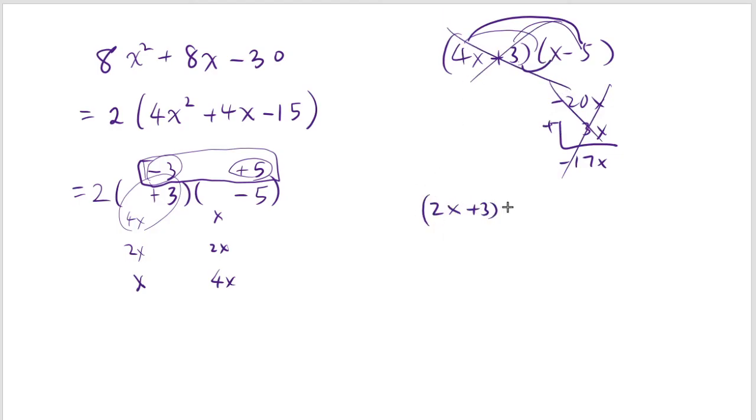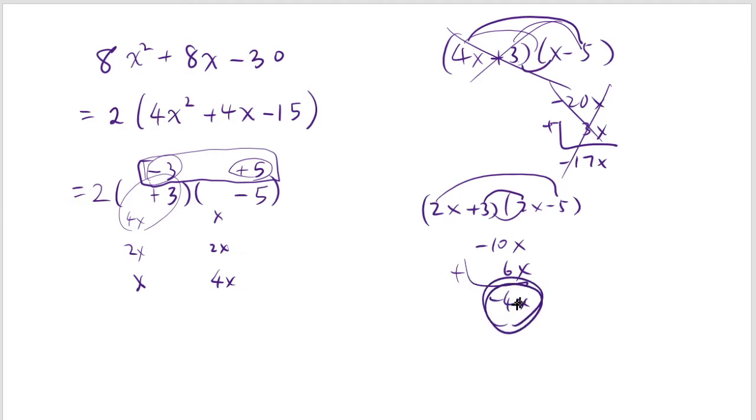2x plus 3 and 2x minus 5. In this case, the outer gives you negative 10x. The inner gives you positive 6x. Adding them, you get negative 4x. Actually, this is good because now since negative 4x and positive 4x are just the sign difference, that means we chose the wrong sign, and it should really be negative 3 and positive 5. So it will be 2 times 2x minus 3 and 2x plus 5, and that should do the work.